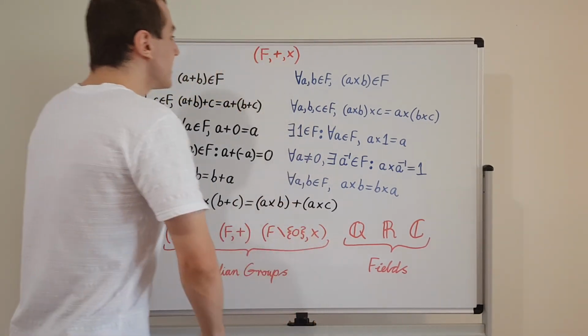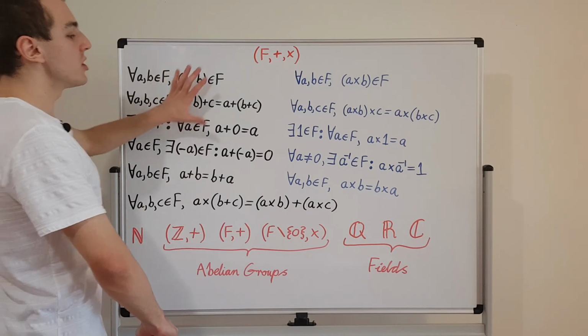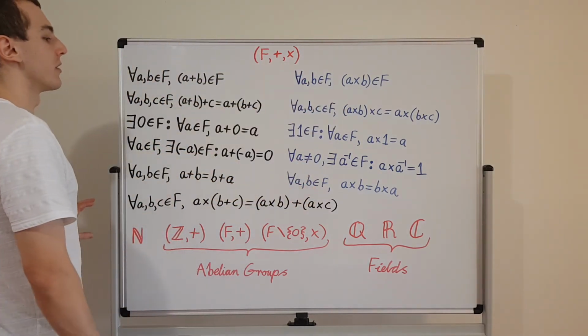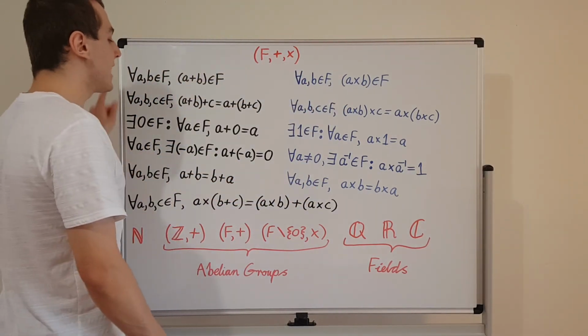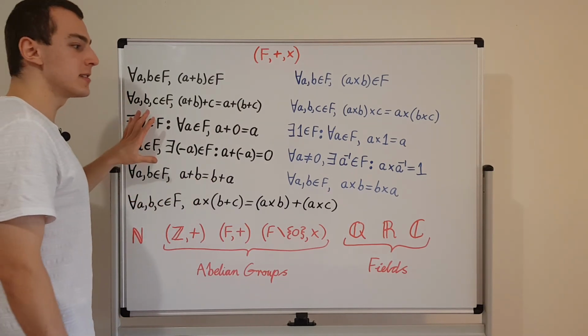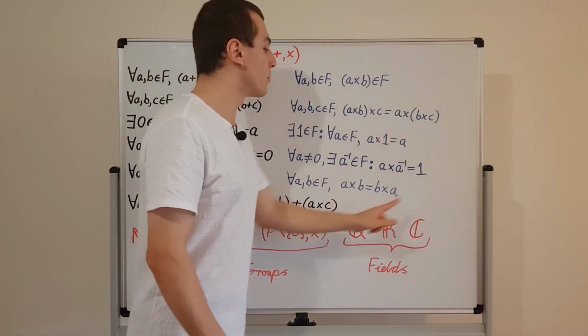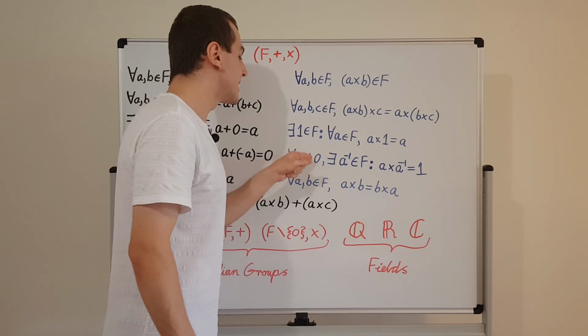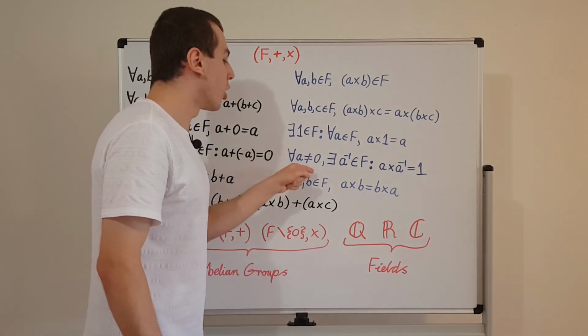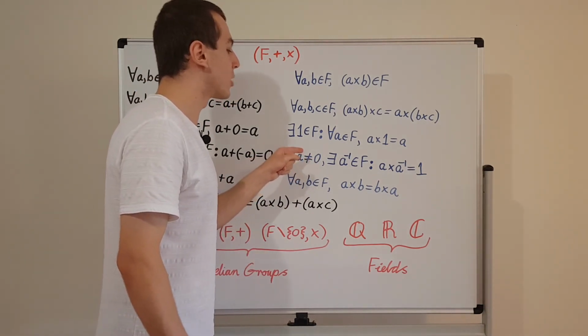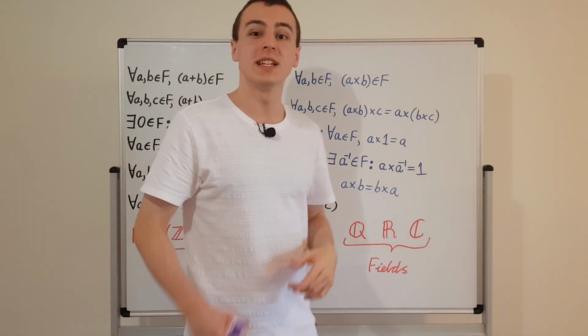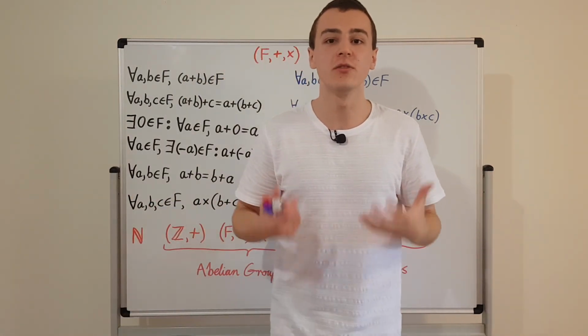So in essence, a field consists of two commutative groups with this distributive property over here. This group, this additive group, includes all of the elements, and this group over here, this multiplicative group, excludes the 0 element. So all non-zero elements form a group under multiplication, and that group is a special type of group. It is a commutative group.